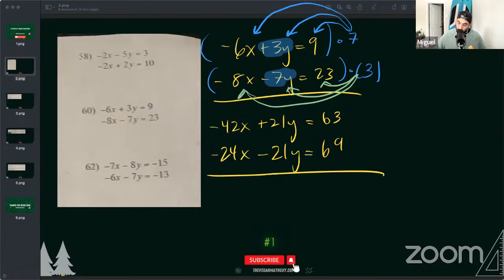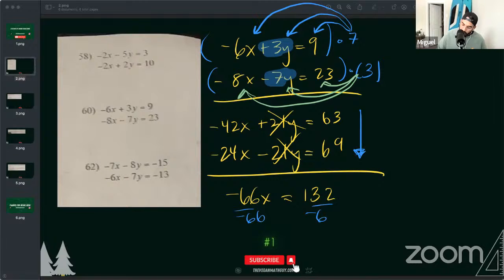Okay. Wow, do I have the same? Yeah, everything's looking good. And again, let's go ahead and combine the like terms. So we're going to go ahead and add these vertically. The x's would become -66x, the y's cancel out. That's exactly what we want. And then we're going to go ahead and add 63 plus 69. It is equal to 132. And to get the value of x, let's go ahead and divide both sides by -66. And I get x is equal to 2.